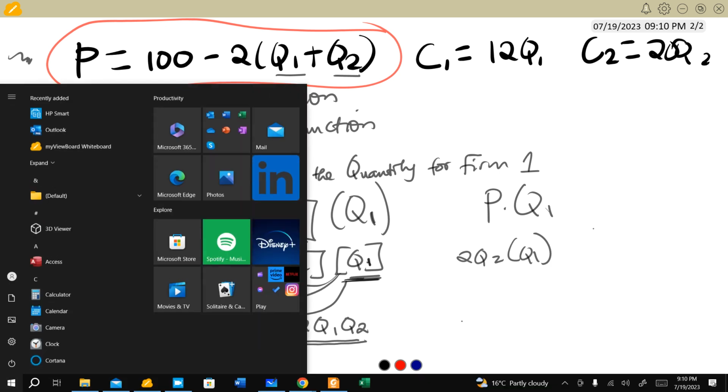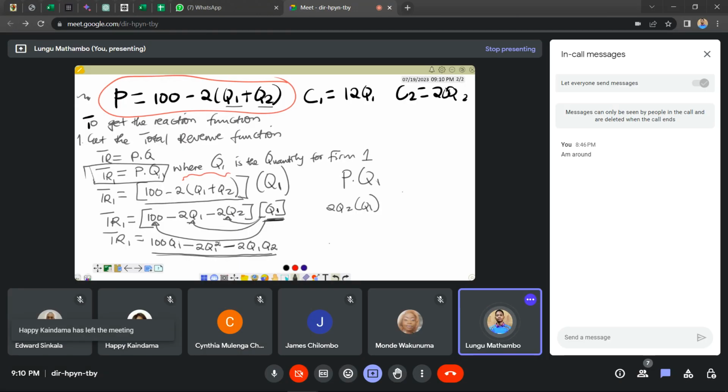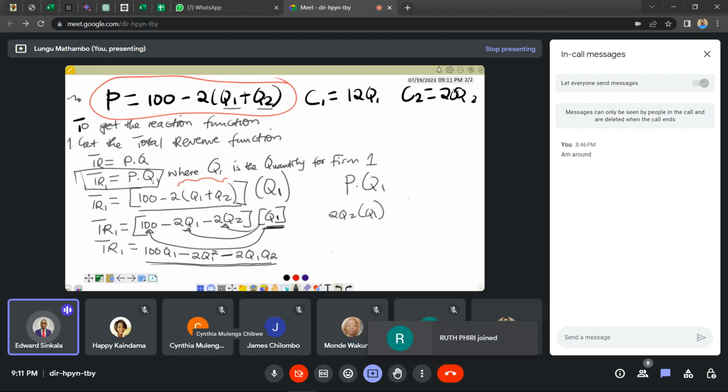So let me just get feedback to ensure that we are okay. Are we okay with how we get the total revenue function? For me, I'm clear. I don't know about others. Okay. And is this thing still lagging? No, there is an improvement. Okay, that's good. I guess I just have to get used to using Airtel.